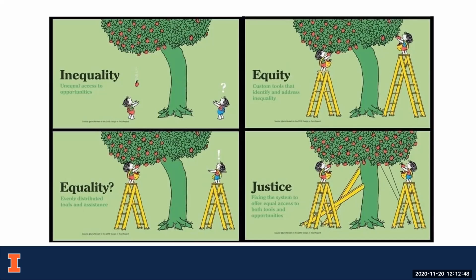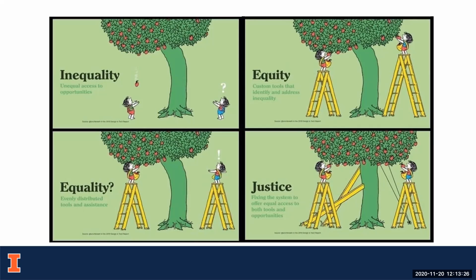So that's evenly distributed tools and assistance, whereas equity is the next step, where the tools are customized to identify and address inequality that may exist. I sometimes use the analogy of a t-shirt: if all of us got small size t-shirts that all had the same logo on it, that would be equality, but it might not look really cute on me, the smallest t-shirt. So what does it mean to have the things that meet our needs?